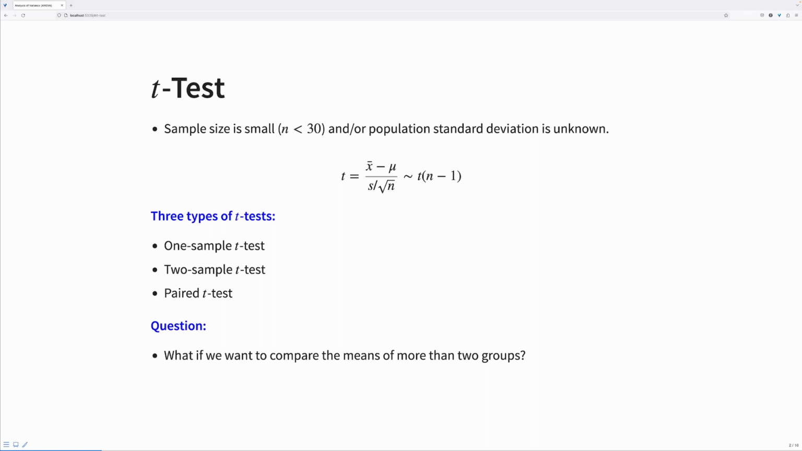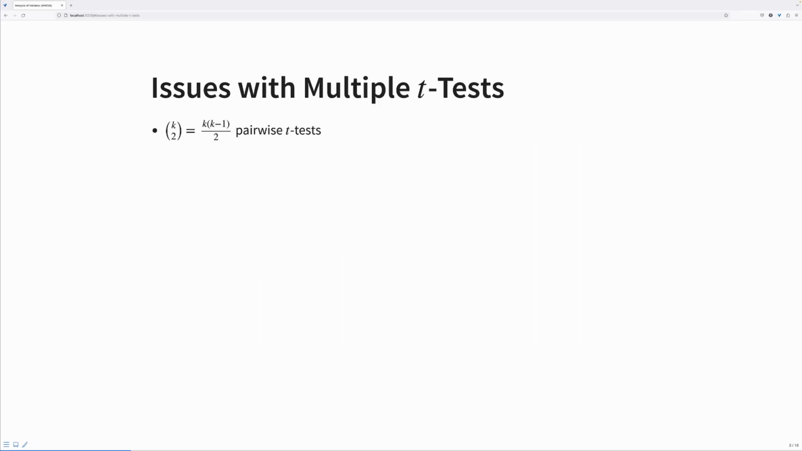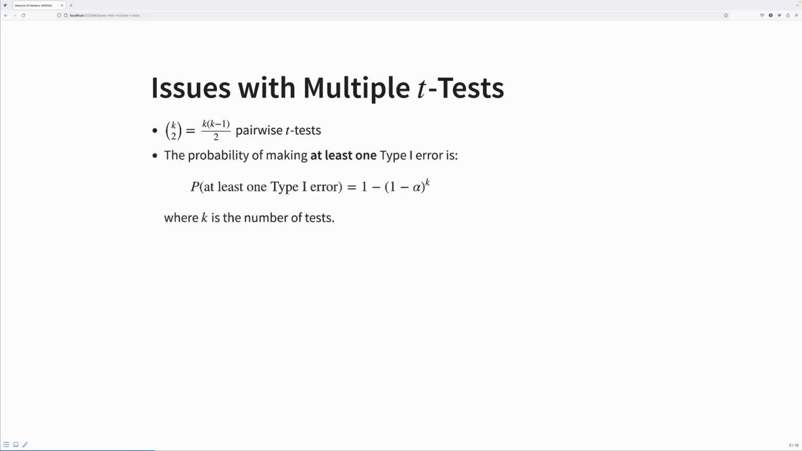So you may want to do multiple t-tests for each pair of groups. However, it is not recommended to do so because there are several issues with multiple t-tests. The first one is you have to do k choose 2, which is k times k minus 1 divided by 2 pairwise t-tests. And the second one is the probability of making at least one type 1 error is 1 minus (1 minus alpha) to the power of k, where k is the number of t-tests. Alpha is the significance level.